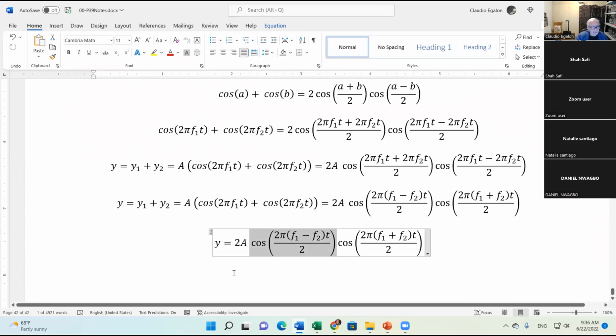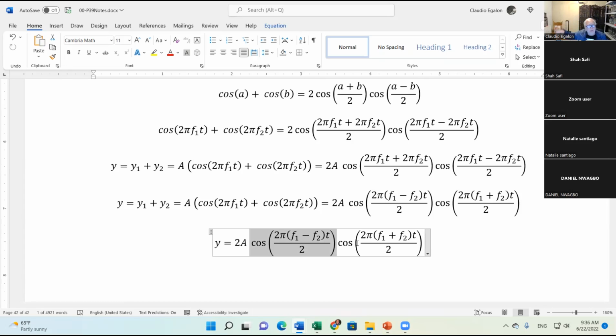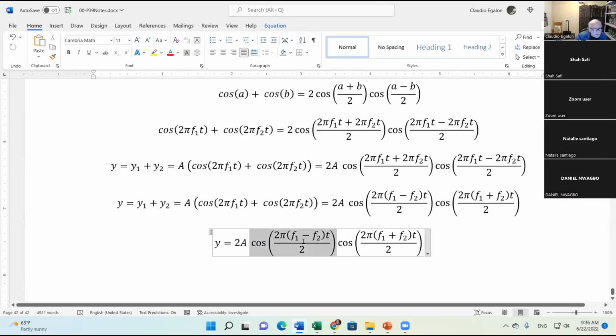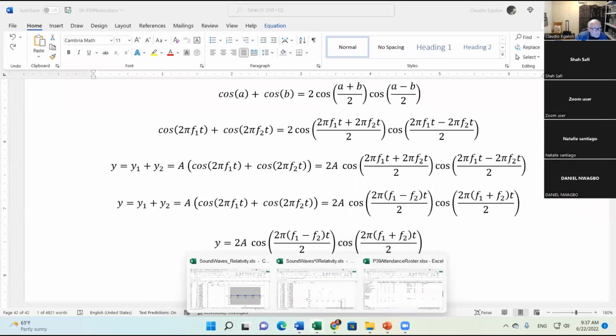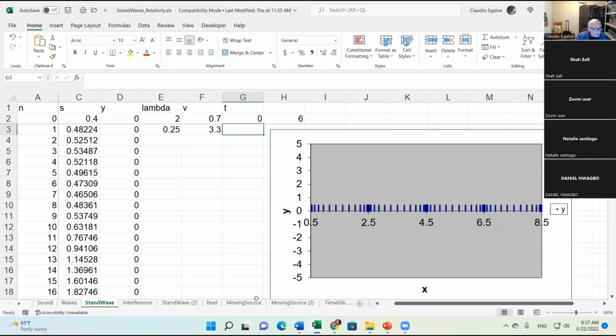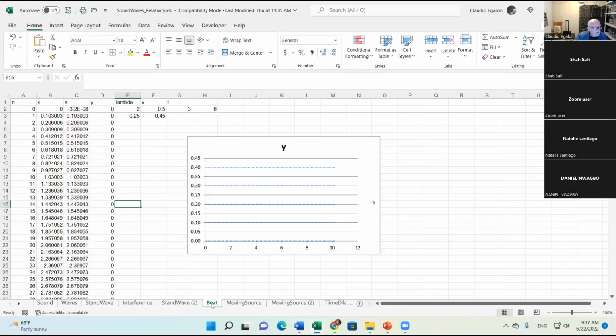Sometimes it's not easy to see that, but if you plot that, it's going to become intuitive, okay? So basically you have a term with a very high frequency, and another term with a very low frequency. And this low frequency is modulating the high frequency term. When you plot that, you get something like that. Let me show you. You get a series of lobes, beats.